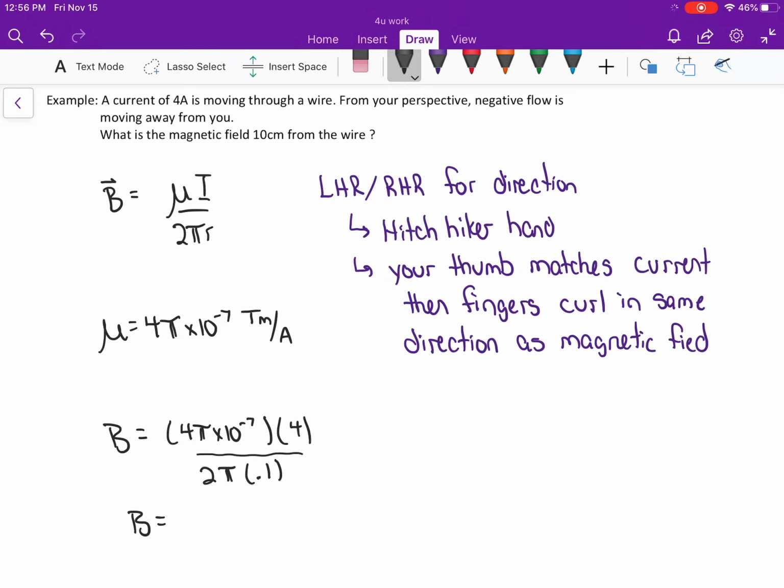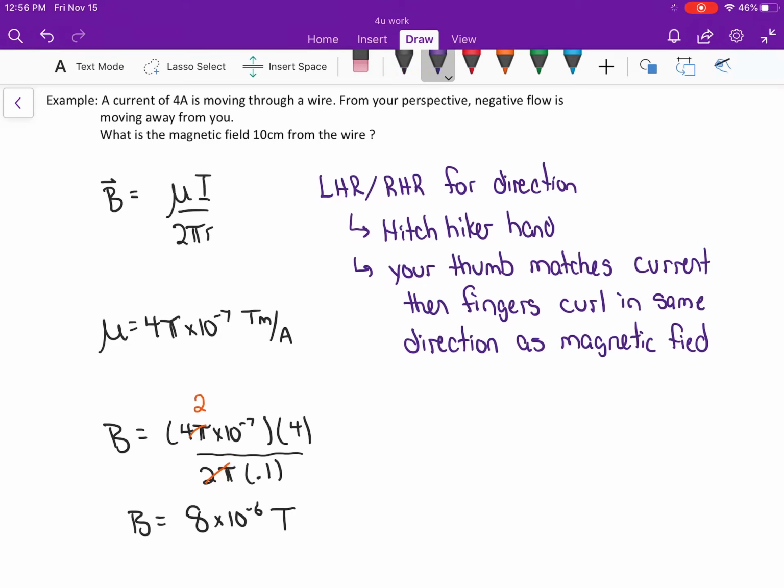When you crank that out, we get some nice canceling. The 4 pi cancels with the 2 pi, so we've got a 2 on the numerator. 2 times 4 divided by 0.1, and we've got a 10 to the negative 7 to add to that. We end up with the number 8, and the decimal gets shifted 1 spot, so it's 8 times 10 to the negative 6 Teslas. That takes care of the number part.